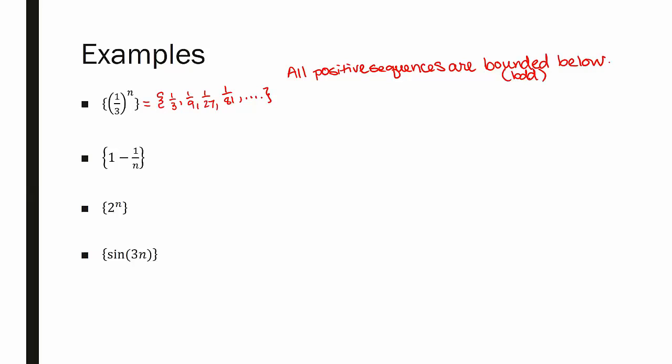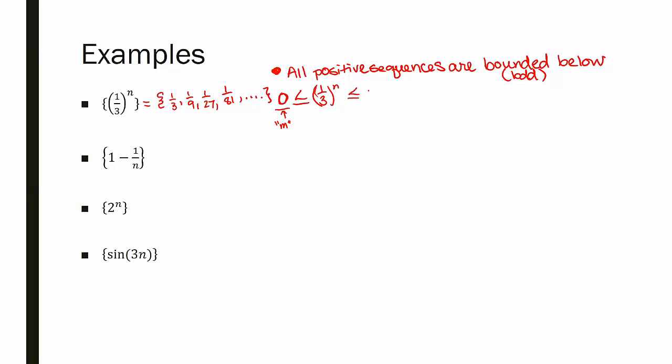And all positive sequences are bounded below because to say a sequence has all positive terms is to say every single one is greater than or equal to 0. So that's a fact I'm using, but (1/3)^n is always greater than or equal to 0. So that's its lower bound, representing that lower bound m. So it's bounded below.